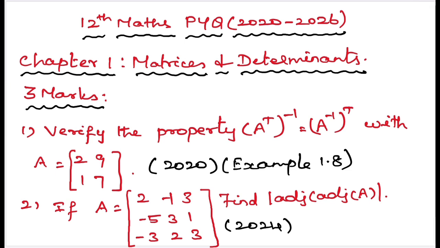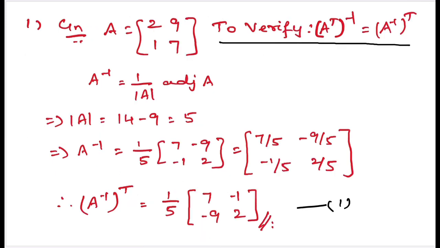So here we have given a 2 by 2 matrix. As we know, A inverse is equal to 1 by determinant of A into adjoint A. Verify the property using this formula. We get determinant of A is equal to 5 and find out A inverse using the formula. We get A inverse is equal to, substitute பண்ணி simplify பண்ணுங்க. We get matrices of 7 by 5 minus 9 by 5 minus 1 by 5, 2 by 5.